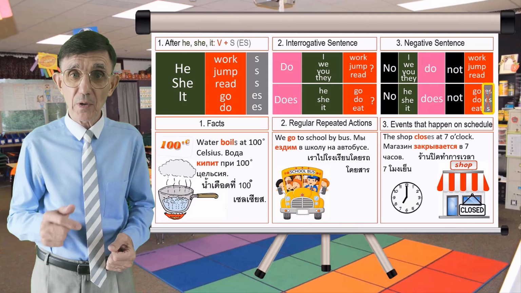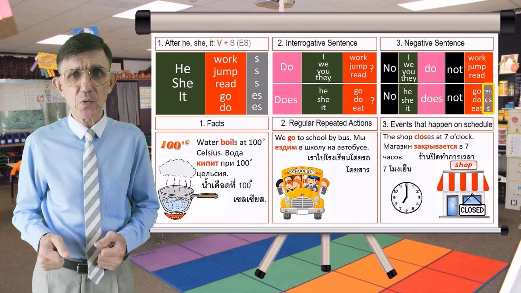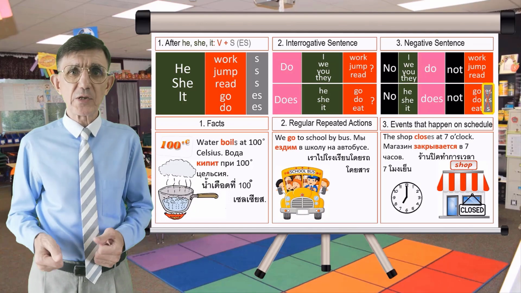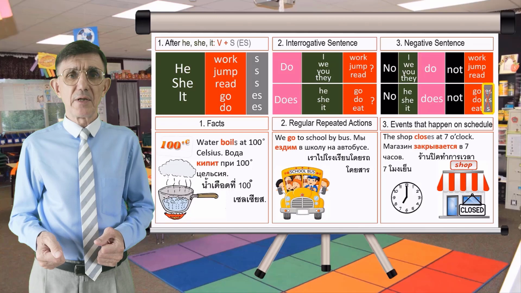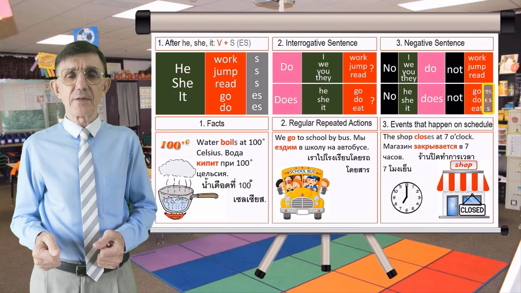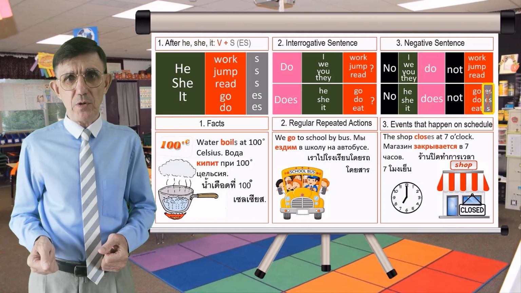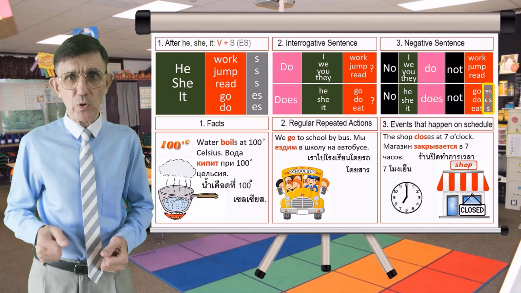If you have a look at examples, you will see that we use the present simple tense to describe facts. Water boils at 100 degrees centigrade. Regular repeated actions. We go to school by bus. Events that happen on schedule. The shop closes at 7 o'clock.